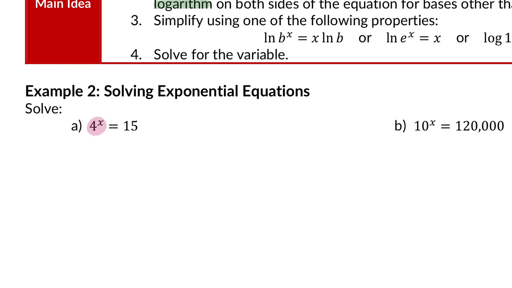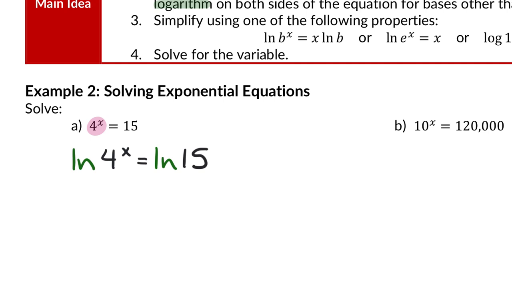Check, done. We're going to take the natural log of both sides. This is the natural logarithm of 4 to the x equal to the natural logarithm of 15. So I'm just doing the natural log on both sides. What you do to one side, you have to do to the other.